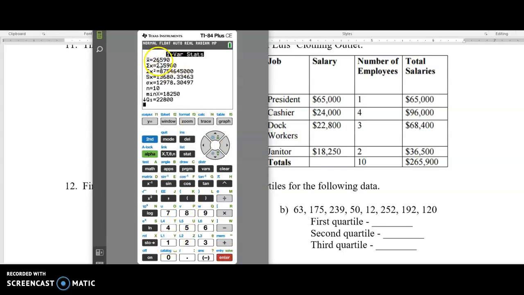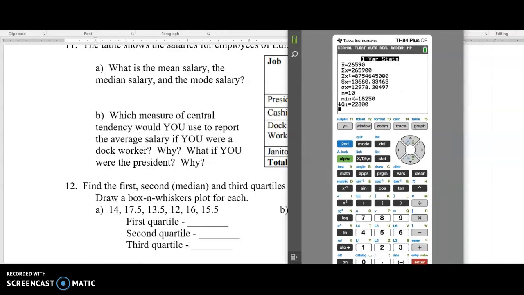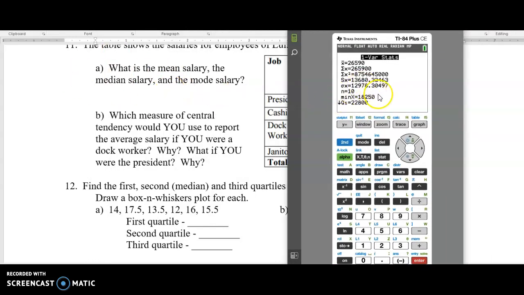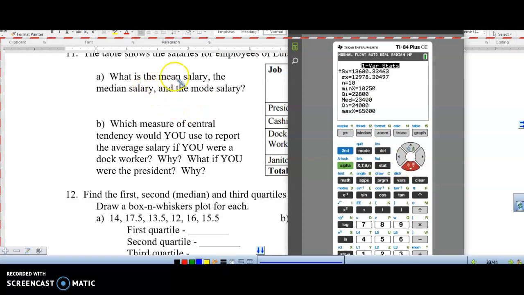And our average salary is $26,590. I want to ask you some questions about that. Okay? $26,590. Let's write that down. Okay? The median salary is $23,400. The mode salary, the one that most people get, remember, was that $24,000, because that was written 4 times. Okay, so we found all of our data information.